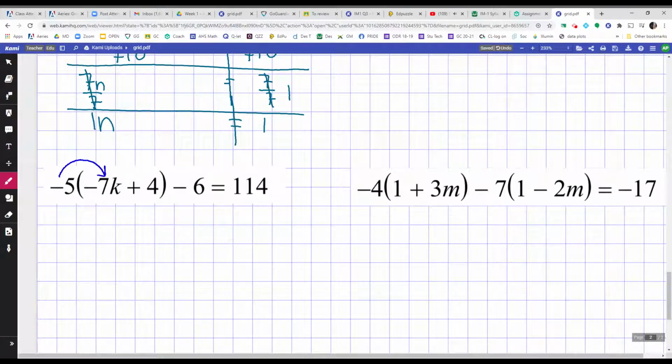First, remove the parentheses. Distributive property. Negative 5 times negative 7, 35K. Negative 5 times positive 4 is negative 20. Minus 6 equals 114.